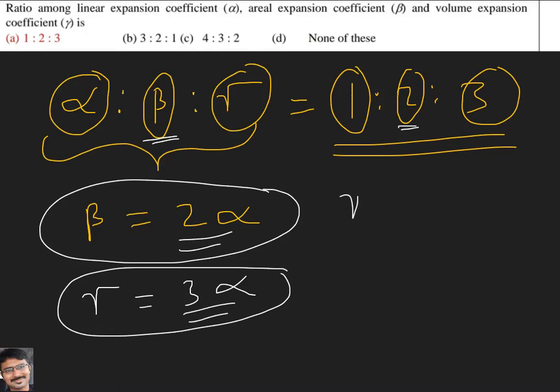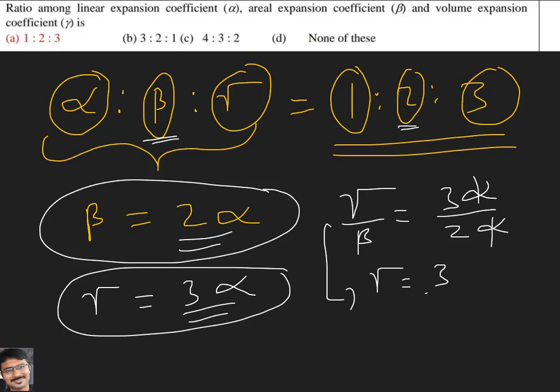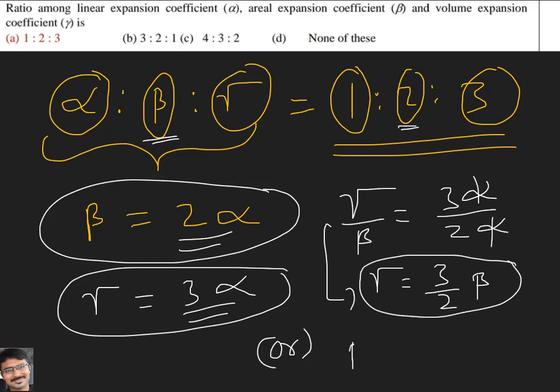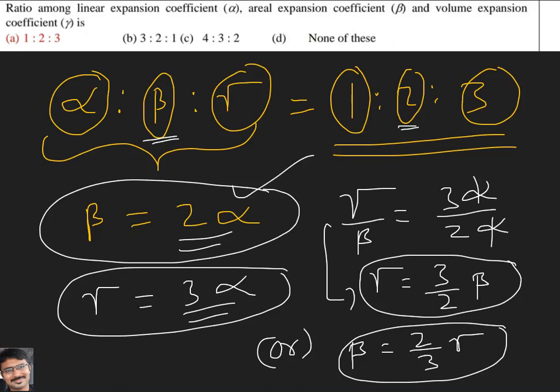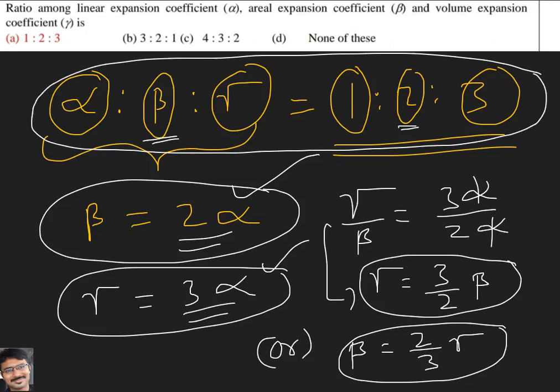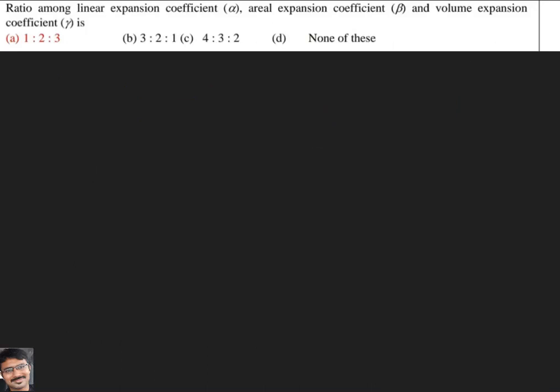And if you divide gamma by beta, 3 alpha by 2 alpha, alpha cancels. I can write gamma equal to 3 by 2 beta, or I can write beta is equal to 2 by 3 gamma. So here we can make different relations, because beta is equal to 2 alpha, gamma equal to 3 alpha. From this expression I can understand very clearly, because they mention simply alpha is to beta is to gamma is 1 is to 2 is to 3.